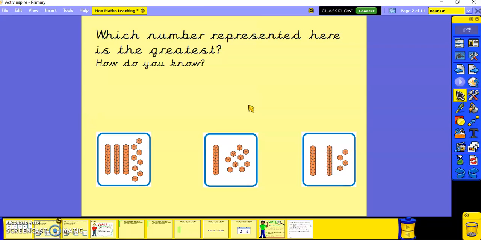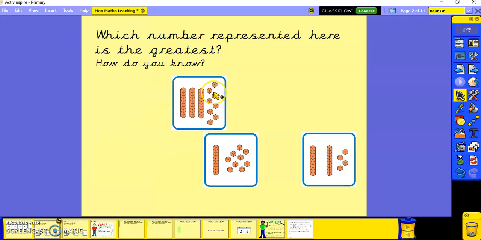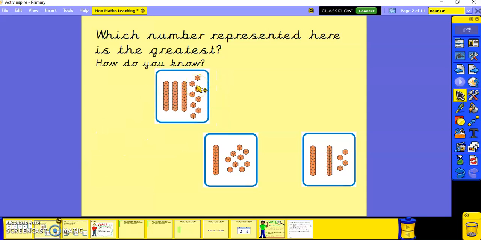Which number is the greatest? Maybe you could write it down. Well done, it is 38. Now, how did we know that that one was the greatest? Well, I know that 38 is the greatest because it has got the most number of tens. A little bit like we talked about a minute ago with ordering our numbers, we have to look at the number that has the most tens to begin with.